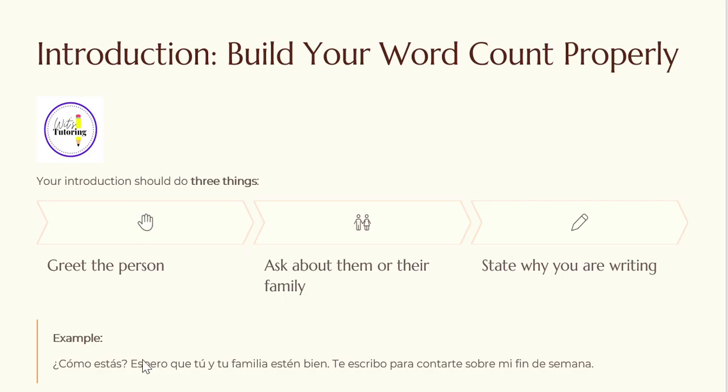So down here, we have an example. You can also add more words if you like. ¿Cómo estás? Espero que tú y tu familia estén bien. Te escribo para contarte sobre mi fin de semana. So clearly, you're asking how they are, family, and telling them why you are writing this letter.